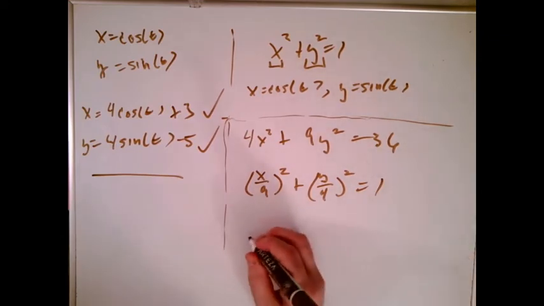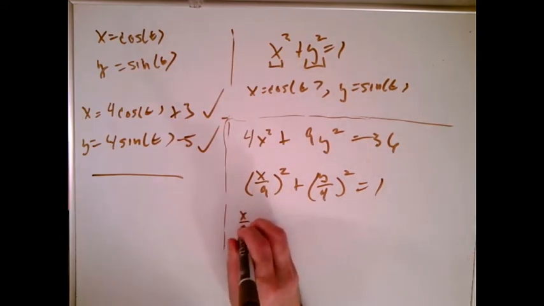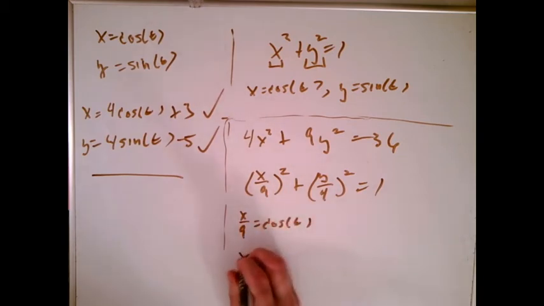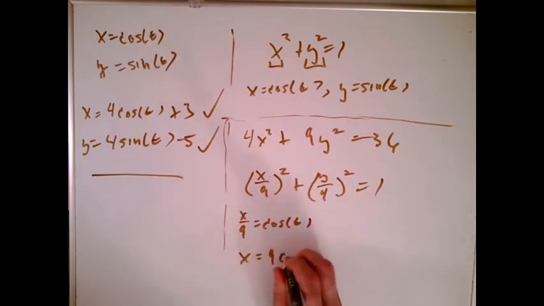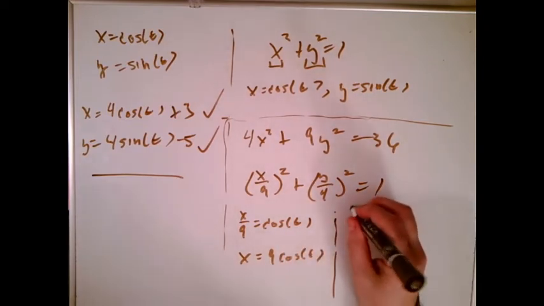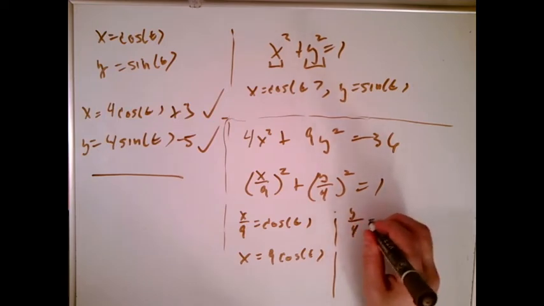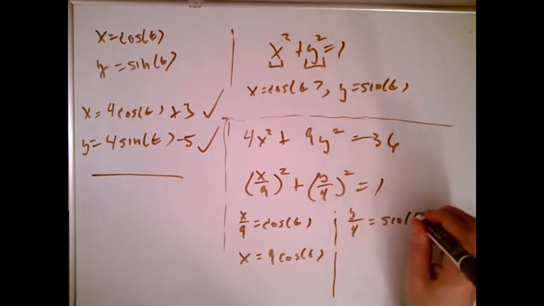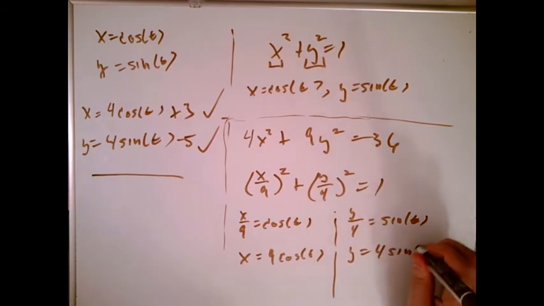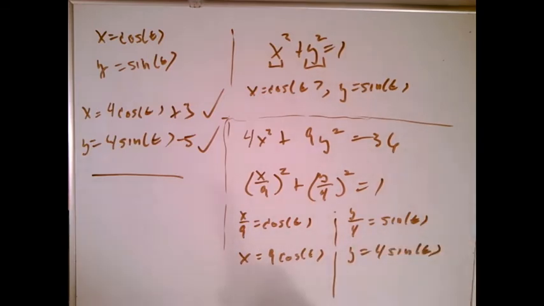I'll let the first chunk be cosine. So x over 9 is cosine t. So I get x equals 9 cosine t. I let the second chunk be sine. So I get y over 4 equals sine t. So I get y equals 4 sine t. And you get the kind of parametric equations that we actually saw with Desmos when we changed the coefficients.